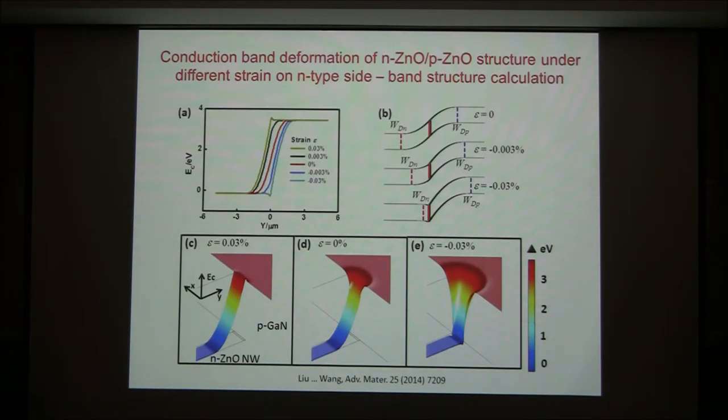This shows that we have 0% strain, and this is the p-type, this is the n-type. After we apply 0.03% compressive strain, you can see that the depletion zone shifts to the right-hand side, at the same time that a charge channel is being created. This charge channel is associated with the magnitude we talked about. If you apply a tensile strain, the depletion zone shifts to the n-type here and the charge channel disappears, which is just what we referred to and explains our data.